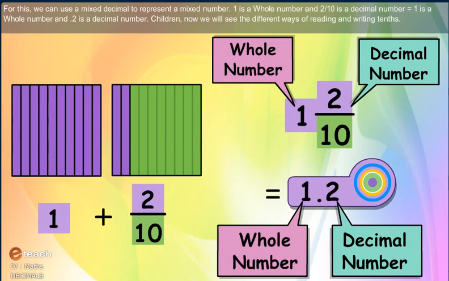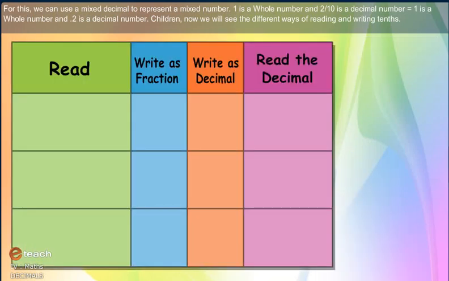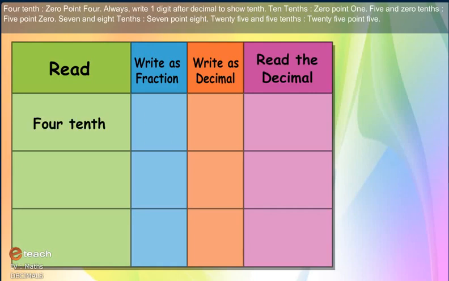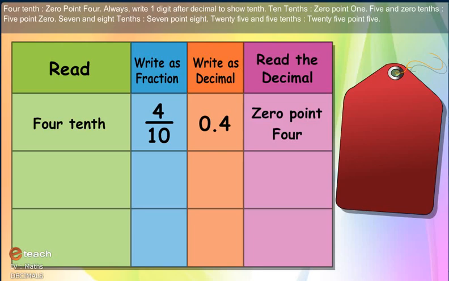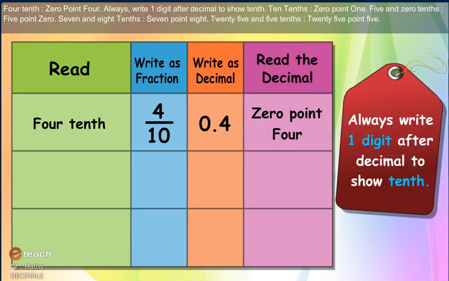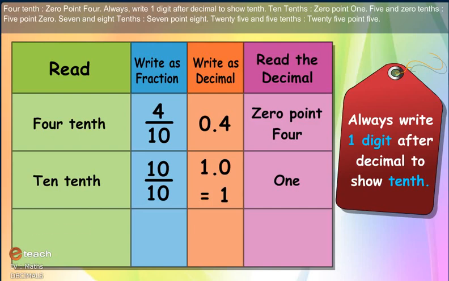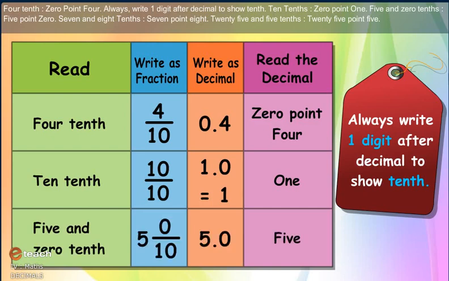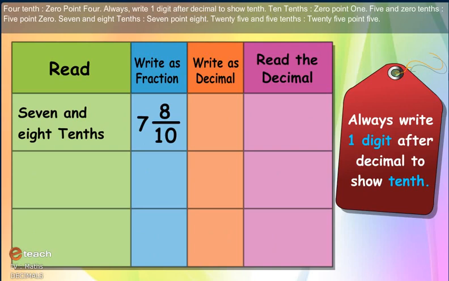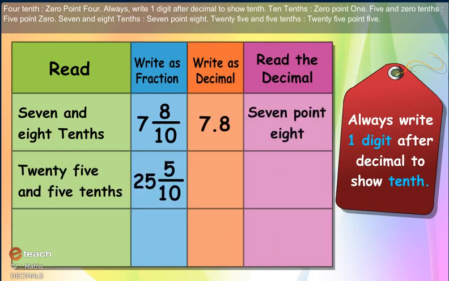Children, now we will see the different ways of reading and writing tenths. 4/10 is 0.4. Alert box: always write one digit after the decimal to show tenths. 1 and 0/10 is 1.0, 5 and 0/10 is 5.0, 7 and 8/10 is 7.8, 25 and 5/10 is 25.5.